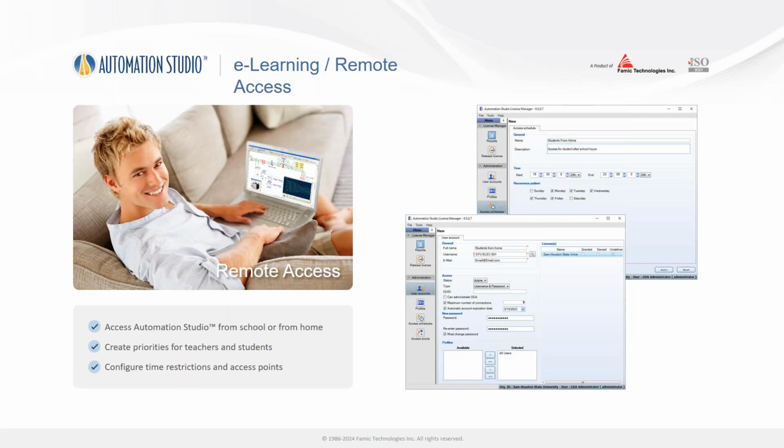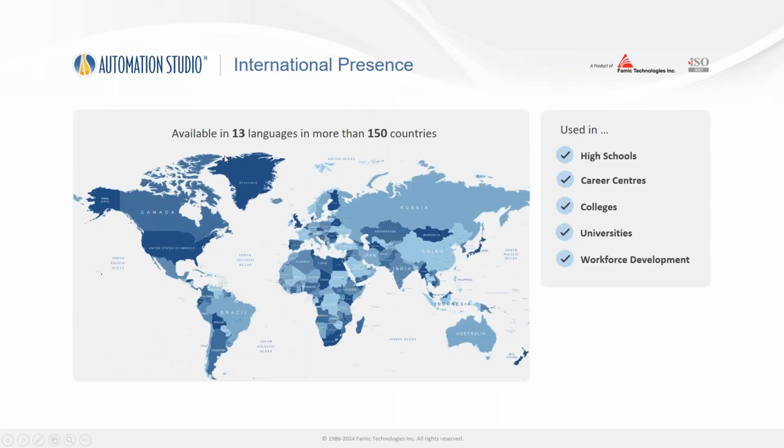We provide e-learning and remote access, like access from the school or from home, and we can create priorities for teachers and students, so we can set access accordingly. We are available in 13 languages, and we have sold in more than 150 countries, and it is currently used in high schools, career centers, colleges, universities, and workforce development.